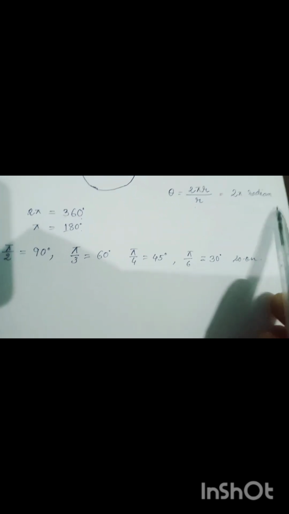So different values of angle we have written here in terms of degrees. When we write the value of an angle in terms of pi, then we have a unit called radian. Twice pi radian, what is the value of the angle? It is twice pi radian. What is the value of the angle? It is pi by 2 radian.